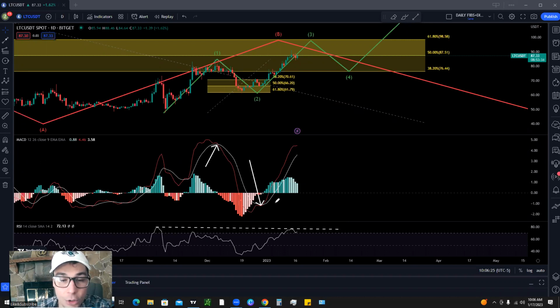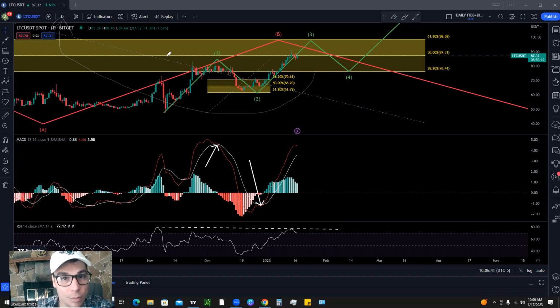Okay. Now you can also use it for a buy signal, right? Over here, we got the MACD buy signal. And if we take a look, this is when we started this wave 3 move to the upside. So, it's a very useful tool, especially on the daily time frame, which is the time frame that we're looking at right now.